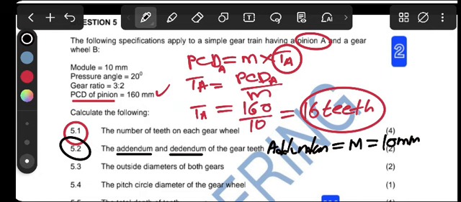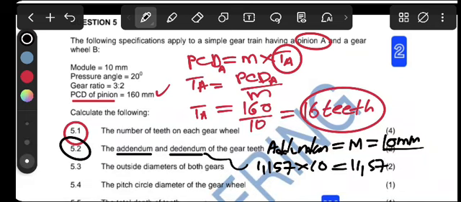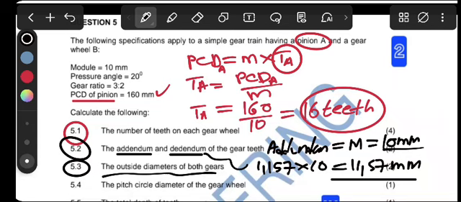Then the other one, the dedendum, is equal to 1.157 multiplied by the modulus, which is 10. This will give us 11.57 millimeters. So this is our dedendum. Then 5.3 says the outside diameter of both gears.